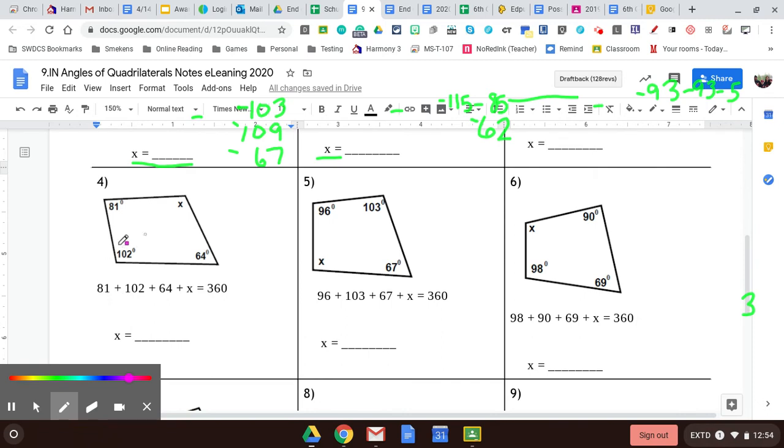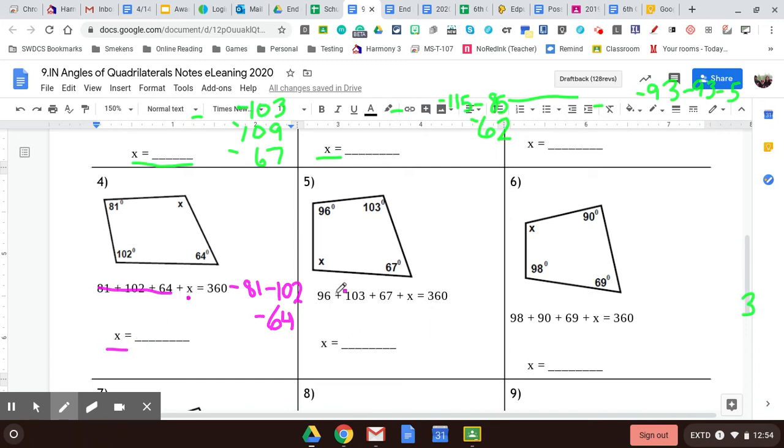All right, number 4, I have my 4 angles listed out here. Again, I have to do the opposite part here. So instead of addition, I am going to subtract. So I'm going to take 360 minus 81 minus 102 minus 64 so that those are gone and I'm left with x. So for number 4, what is x?